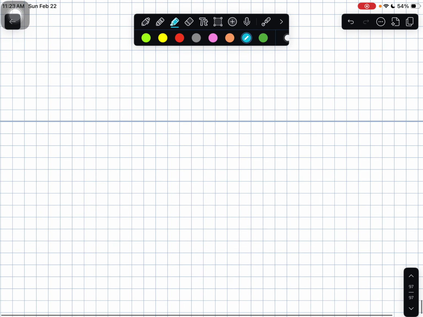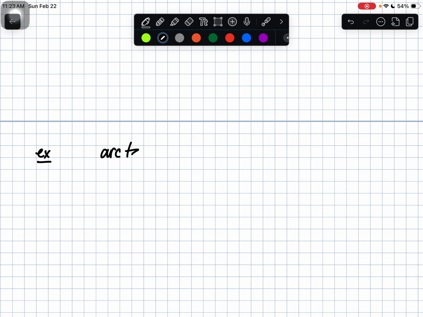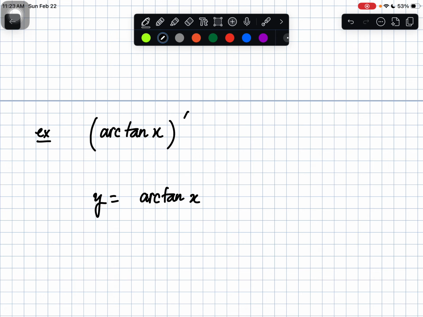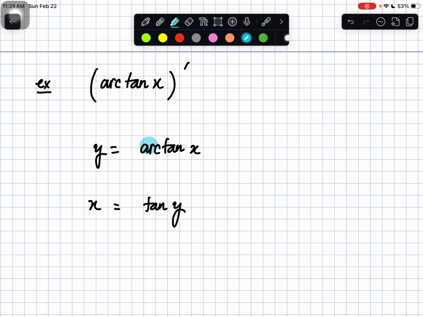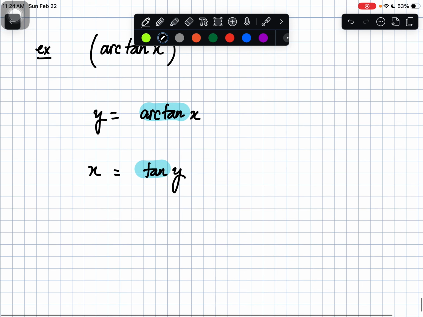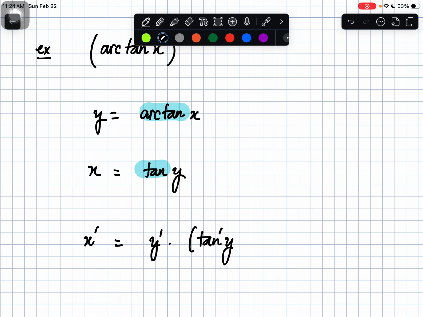Let me compute the last one. Example: compute arctangent of x prime. y equals arctangent of x. This means that x equals tangent of y. They are inverses of each other. So now let's do the derivative. x prime equals 1, the derivative of tangent of y, and I use the chain rule there.